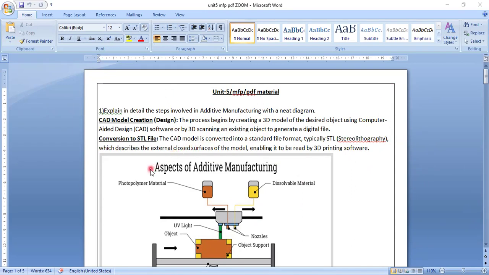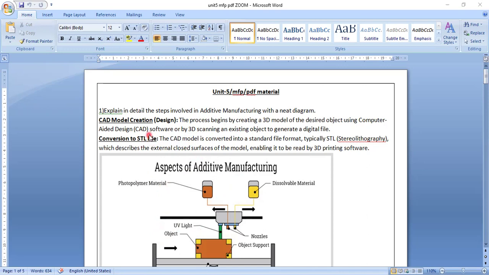The first question states: explain in detail the steps involved in additive manufacturing with a neat diagram. So you have to tell what the steps involved in this manufacturing process are. Here you can see this is a CAD model. First you have to design it. Then the second step is conversion to an STL file.